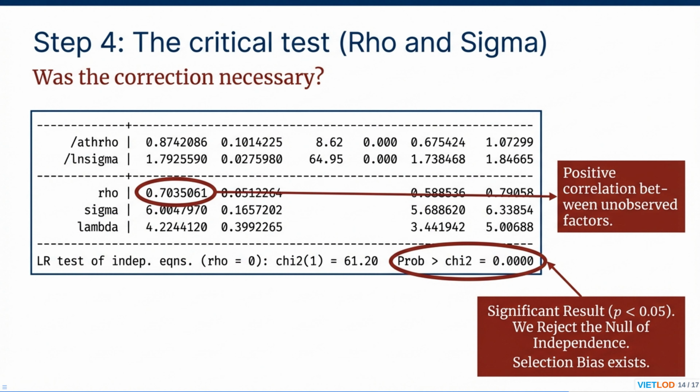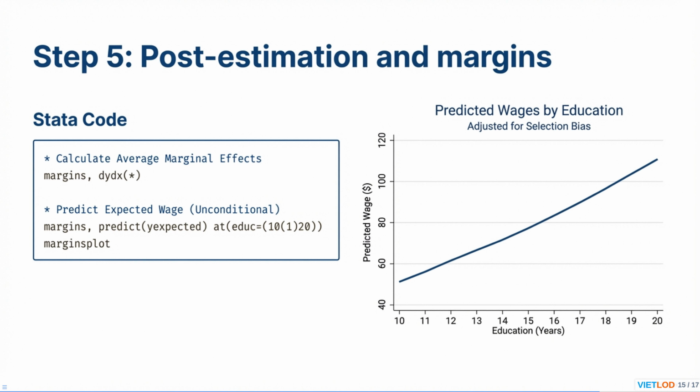The formal test for this is the likelihood ratio test, which assesses if rho is statistically different from 0. Here, the p-value is 0.0000, which is highly significant, well below the typical 0.05 threshold. This leads us to reject the null hypothesis that there is no correlation. Therefore, we confidently conclude that selection bias is present in our data, and the application of the Heckman selection model was indeed justified and necessary to obtain unbiased estimates.